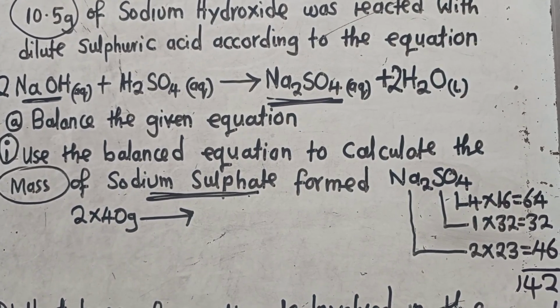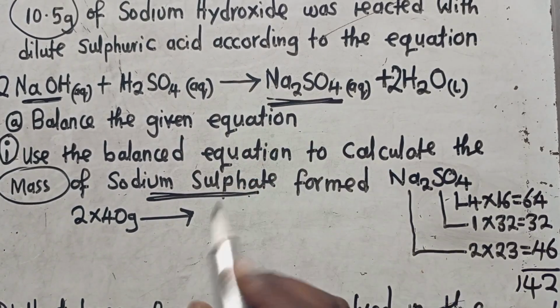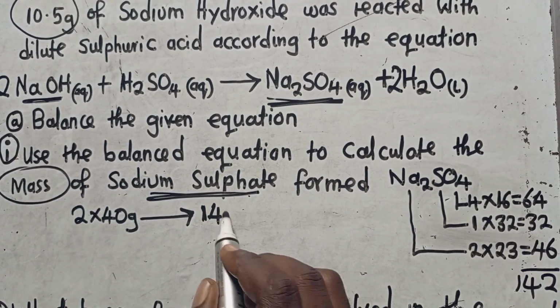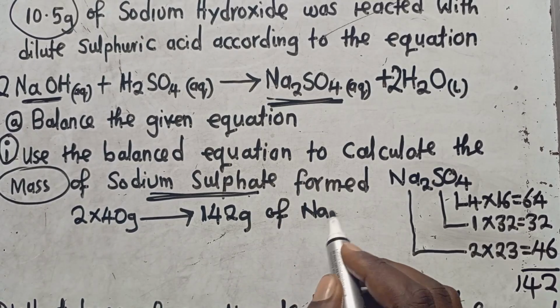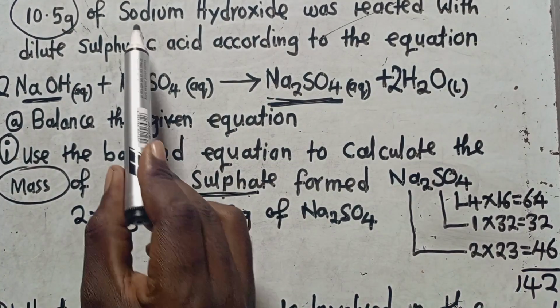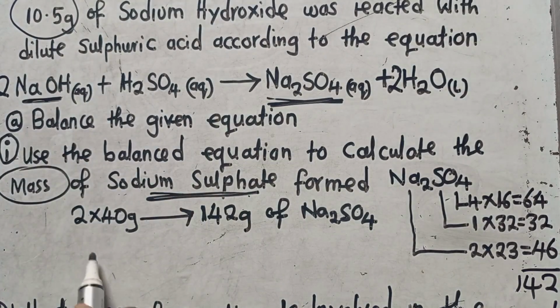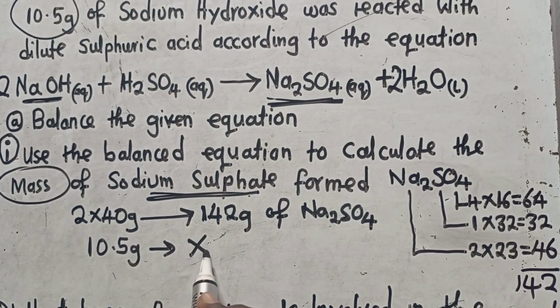So 142 grams. Since here we don't have a 2, we just put 142 grams. You know that this is for sodium sulfate. This one, you know, it is for what? Sodium hydroxide. We are given the mass for sodium hydroxide, which is 10.5. So I put my 10.5 grams here. Then I equate to X. This is the X that I want to calculate.